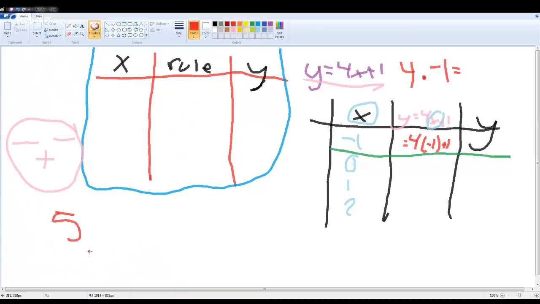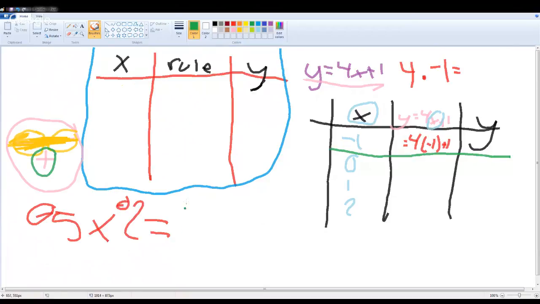Okay, so let's do the equation that we just did: -5 times -2. So 2 negatives. On here, circle 2 negatives. So you marked out all of them except for one, and that's a positive. That means that your answer is going to be positive.